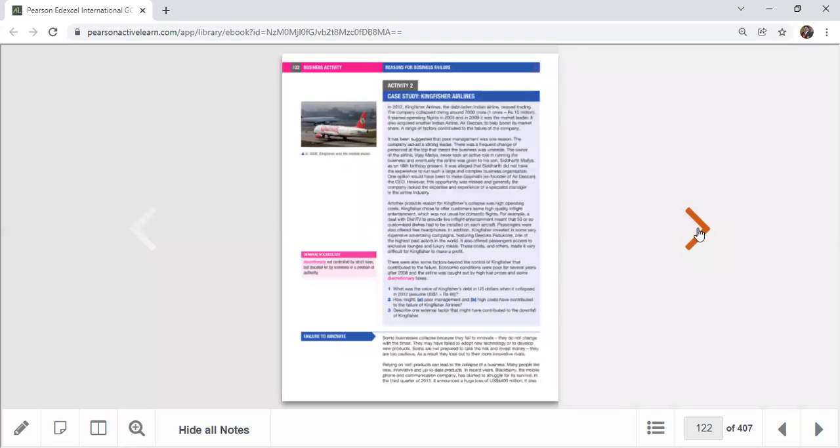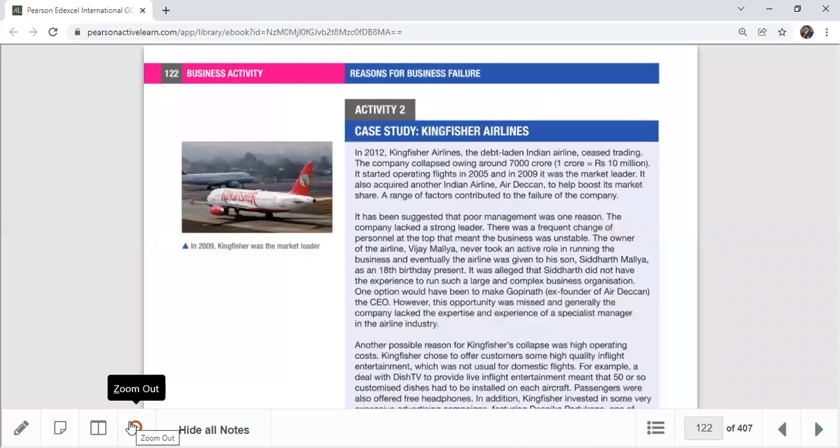The other one is failure to innovate. In my next session, I'm going to talk about a case study, Kingfisher Airlines. It's an Indian airline company owned by Vijay Mallya. I guess he's also the owner of the Kings XI Punjab franchise for a long time. Kingfisher Airlines collapsed as a result of some reasons, so we can do this case study in my next session.